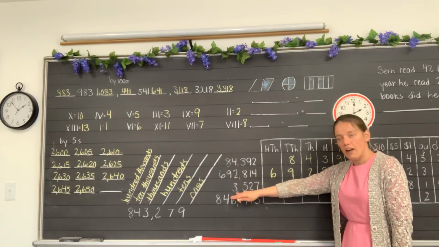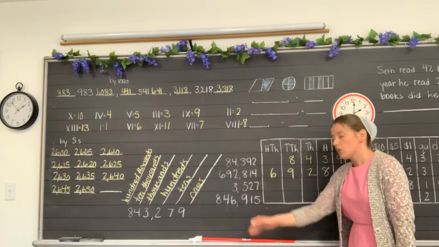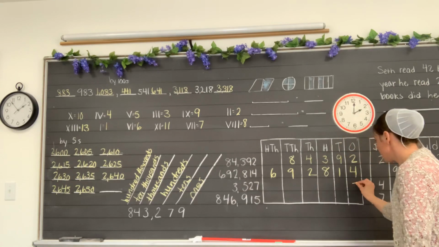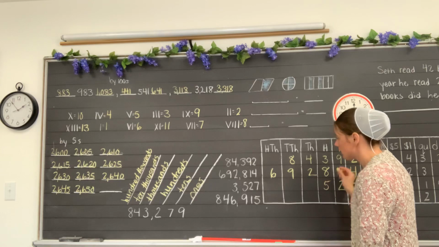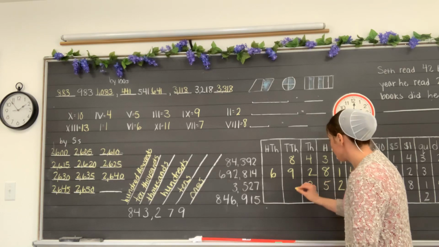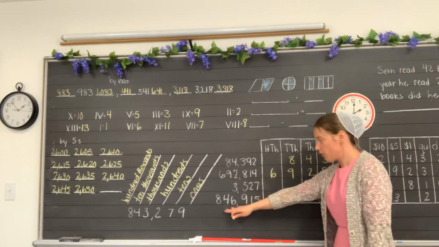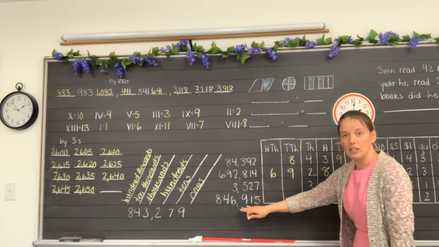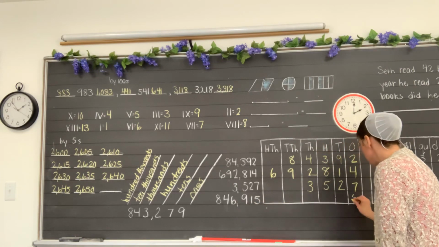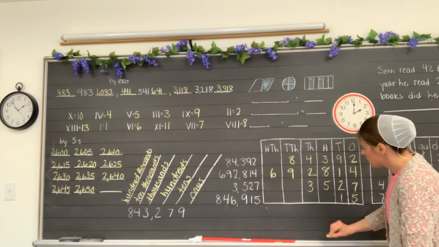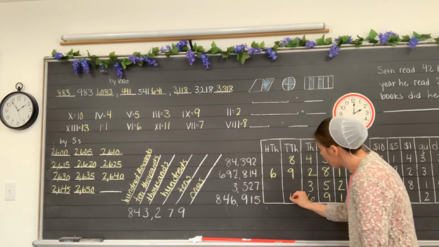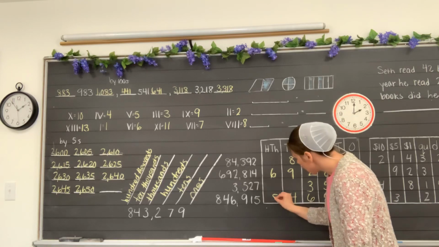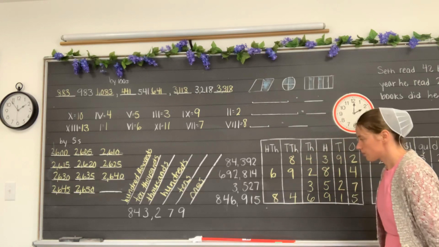This number, 3,527, so 7 goes in the ones, 2 in tens, 5 hundreds, and 3 in the thousands. 846,915, 5 again in the ones, 1 in the tens, 9 in the hundreds, 6 in the thousands, 4 in the 10,000s, and 8 in 100,000s.